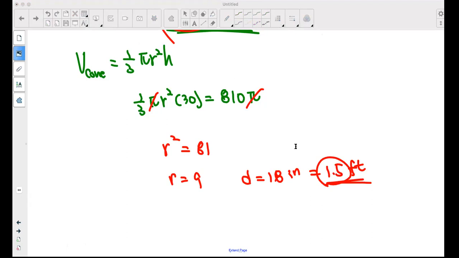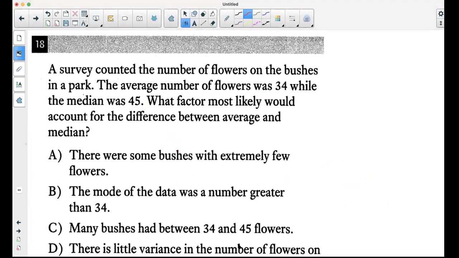All right. So here it goes. A survey counted the number of flowers on the bushes in a park. Okay, average number of flowers was 34, while median was 45. Oh, okay. What does that mean? What factor most likely would account for the difference between the average and then the median?